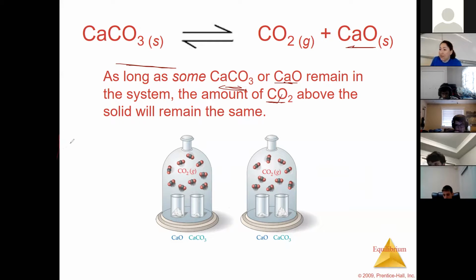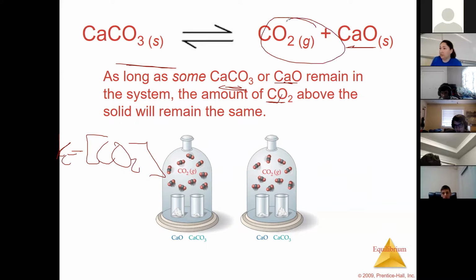If I were to write the Kc for this, it would just be CO2, right? Products over reactants, but these are solids and they're omitted. If it was Kp, it would be written like that. If this was a solid, then you would say your Ks are undefined.